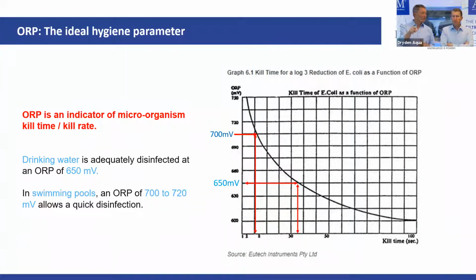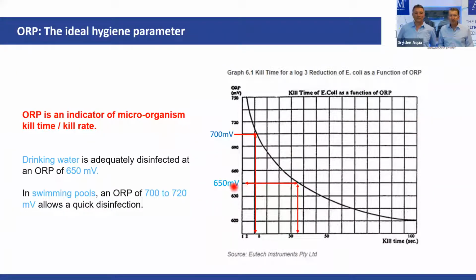So it's a hygiene parameter that shows how efficient your disinfection is. Do you want to explain this graph? It's a hygiene factor telling us how effective it is at killing microorganisms in the water. On the left we have the ORP potential expressed in millivolts, and on the horizontal axis we have the kill time in seconds. This is always the kill time for 99.9% of all microorganisms.